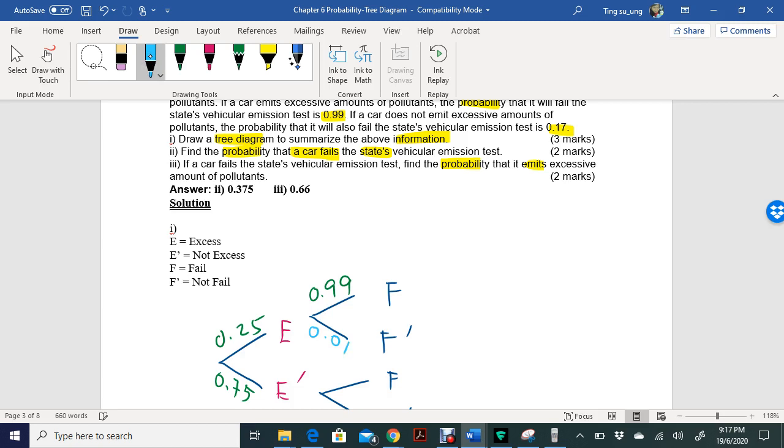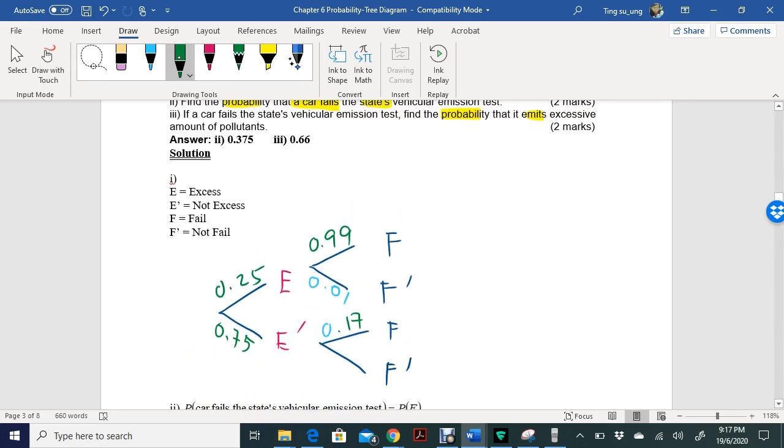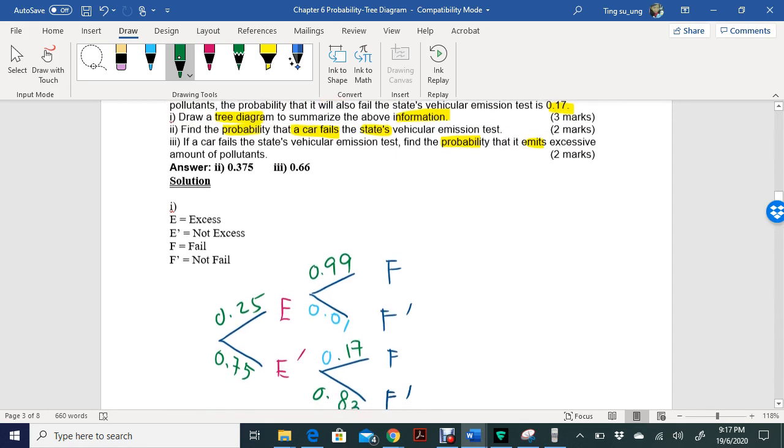After that, the question says it will also fail if the emission test is 0.17. So 0.17. Not fail will be 0.83. Do remember each category will add up to 1. Okay, so far so good. So we have done the first question.